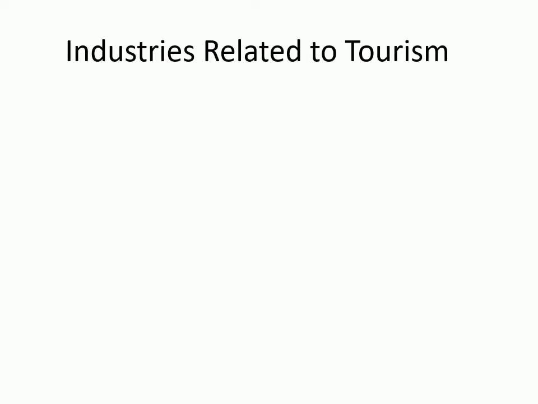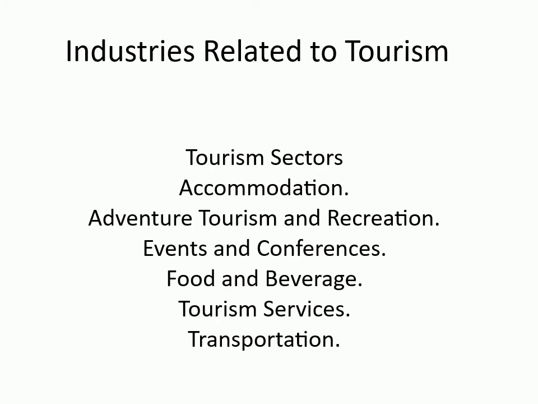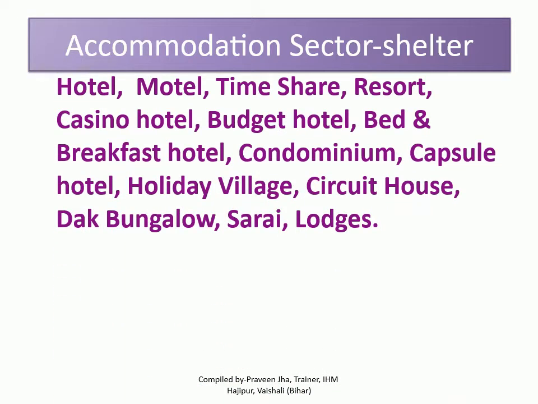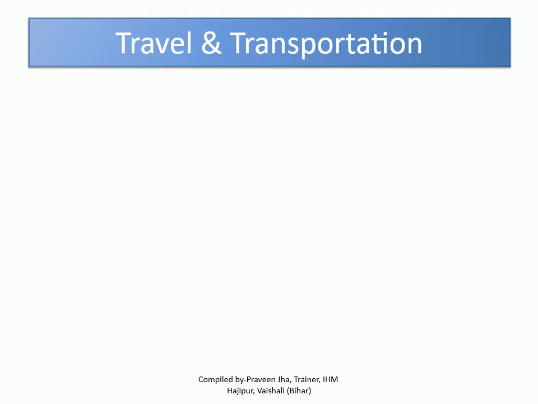Industries related to tourism. Tourism sectors are accommodation, adventure tourism and recreation, events and conferences, food and beverage, tourism services, transportation. Accommodation sector, shelter: hotel, motel, timeshare, resort, casino hotel, budget hotel, bed and breakfast hotel, condominium, capsule hotel, holiday village, circuit house, dak bungalow, sarai, lodges.